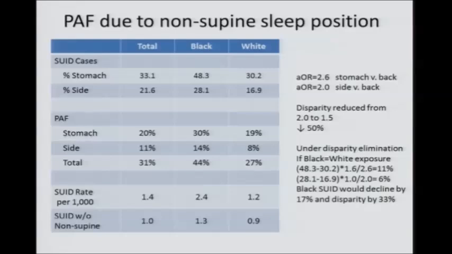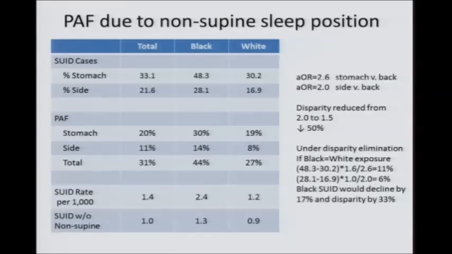So the population attributable fraction due to non-supine sleep position here. So we can see that these are SUID cases from a case registry, so we can do the adjusted PAF. And 33% of total SUID cases were found on their stomach, 21% on their side. And there are huge racial disparities here. Black infants, SUID cases are much more likely to be in these riskier positions.